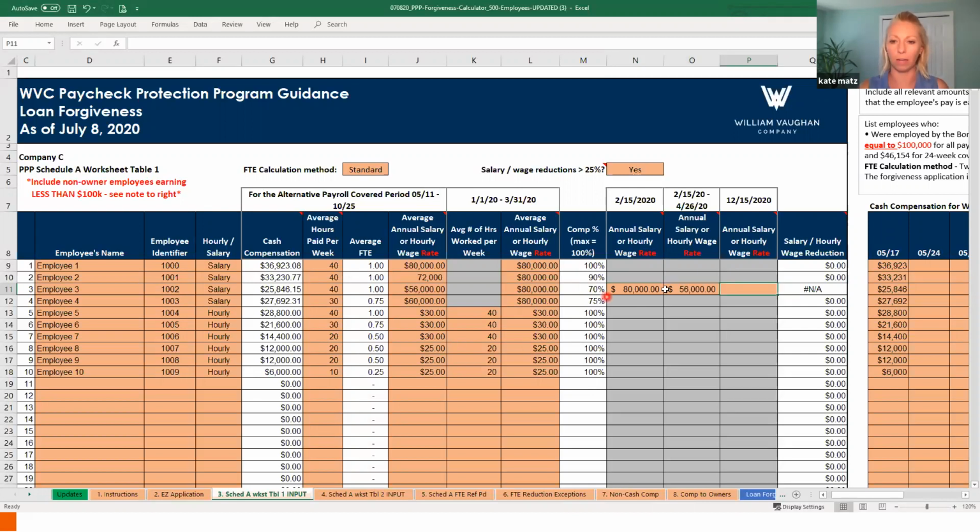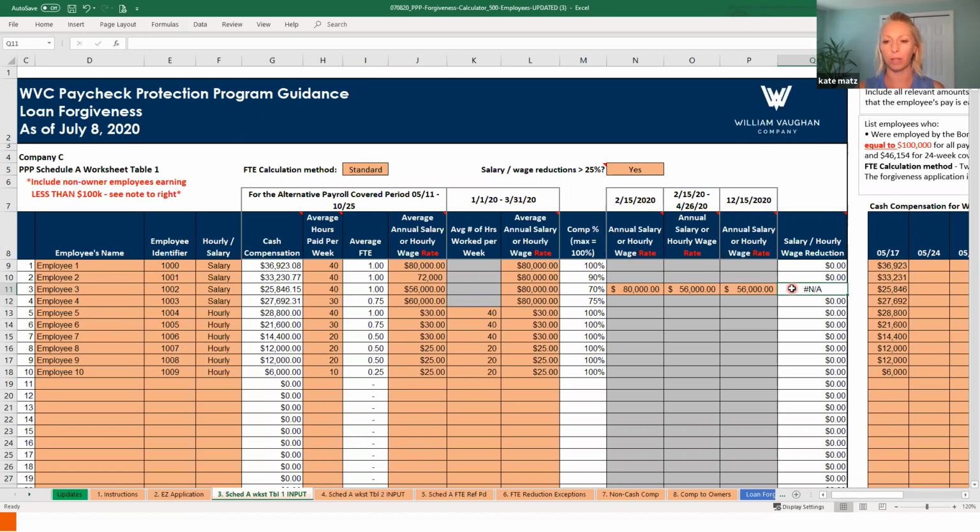So they did have that dip. If they brought it back up to 80,000, they would have nothing for the salary hourly wage reduction. Just so we can see an example of how a wage reduction does flow through, let's say that this company does not think they're going to be able to restore that wage by 12/15. They're going to keep it at 56,000. So now we've got this error showing over here in the salary hourly wage reduction.